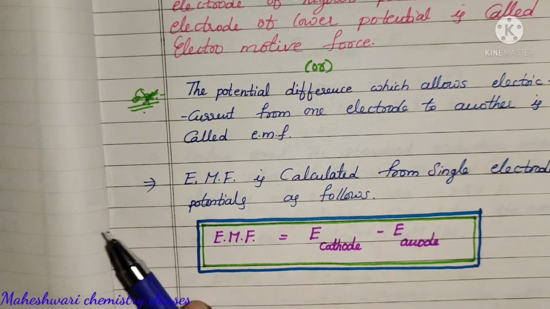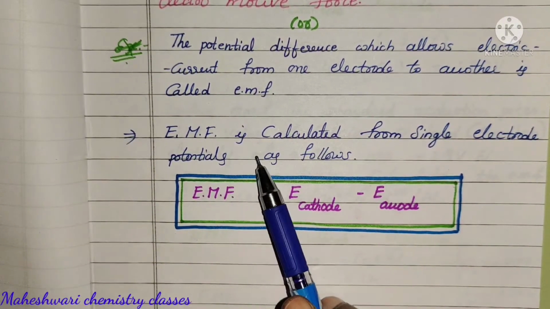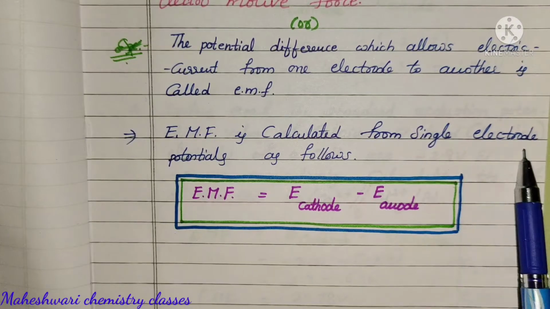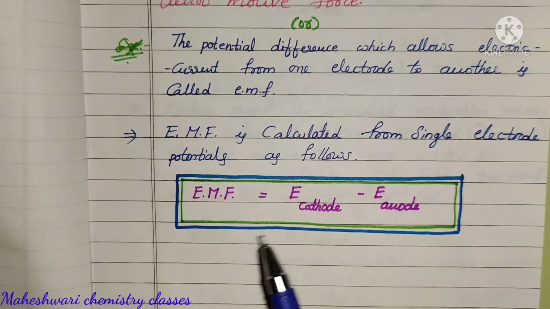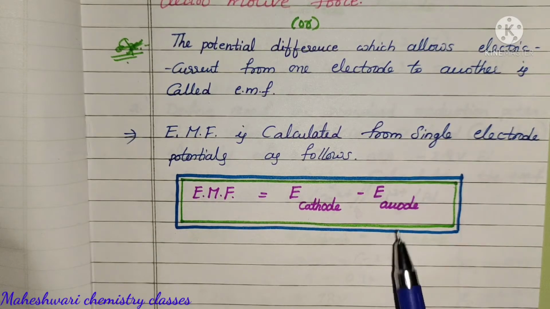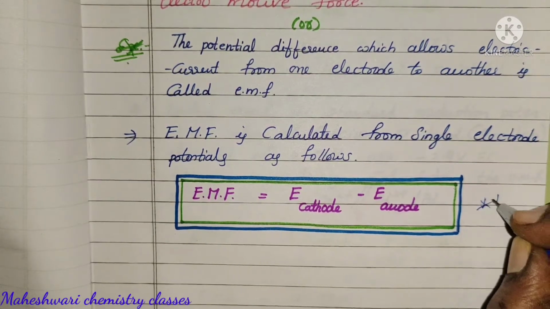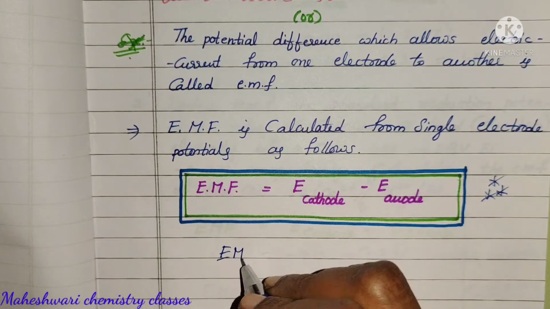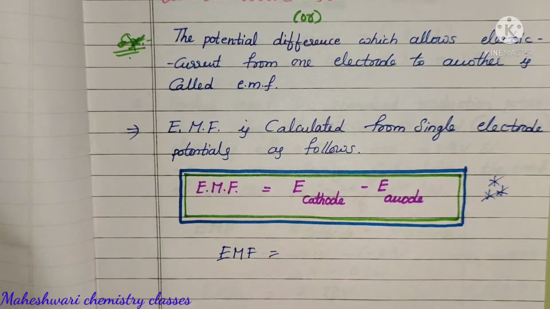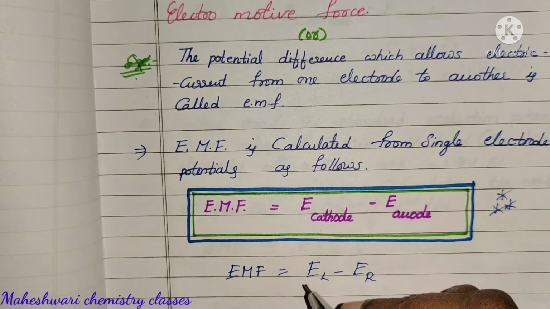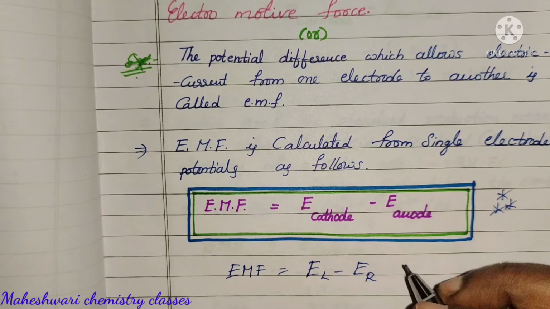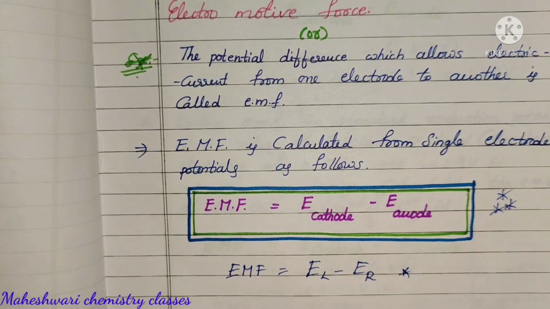Next, EMF is calculated from single electrode potentials as follows. EMF equals E cathode minus E anode. So this is our formula, or EMF equals E left minus E right. Based on this we have to calculate problems. See here.